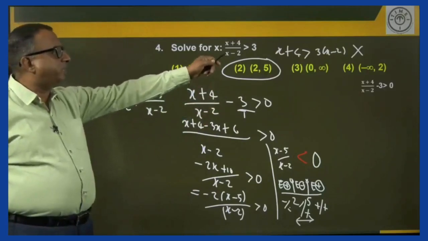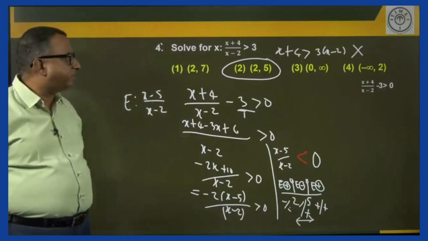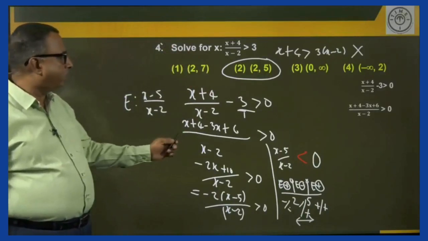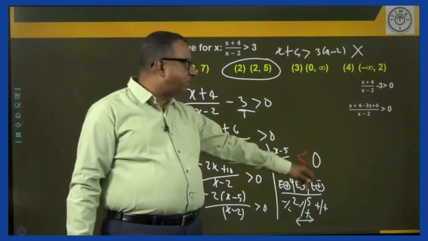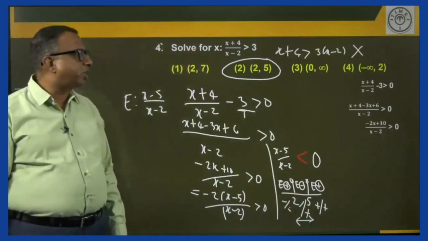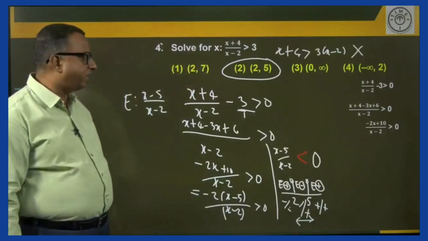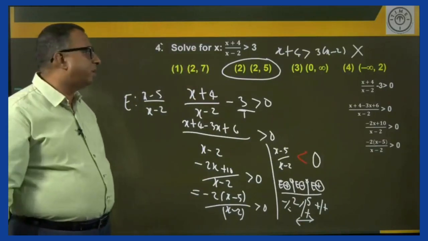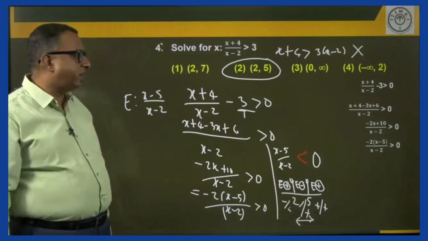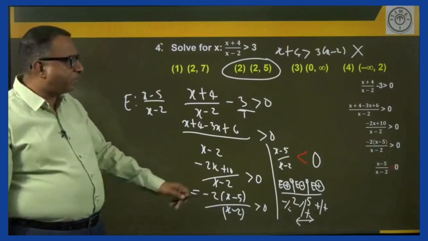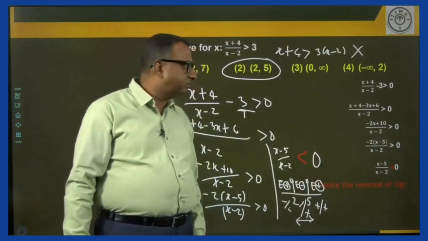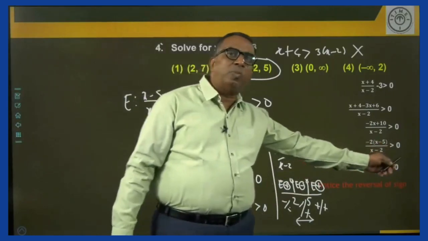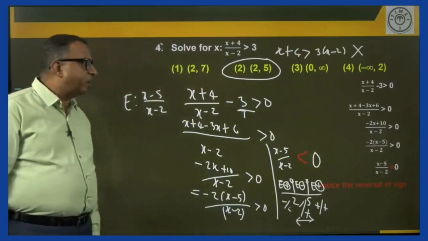We said we have to bring this 3 to that side. That's the first step. Then you have x plus 4, look here, x plus 4 minus 3x plus 6. And if you take LCM as x minus 2, you get that. So minus 2x plus 10 by x minus 2 is greater than 0. If you take minus 2 common, what you get is minus 2 into x minus 5. And what happens? Reversal of sign. Please notice the reversal of sign, because you are dividing it throughout by negative 2. Greater than 0 will become less than 0.